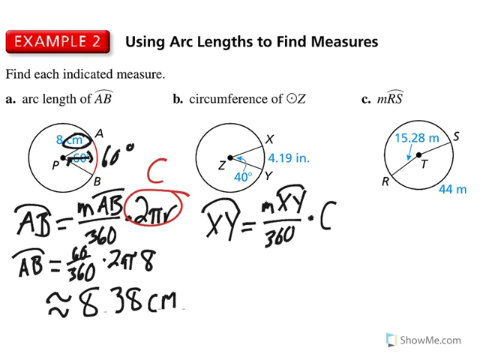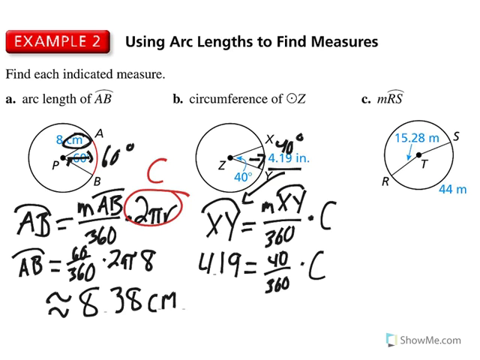So I'm going to start filling in my parts. And so here we have xy, right? We know the length is actually 4.19, so that's what I'm going to plug in here. So this is my 4.19. My measure of my arc, once again, I have a central angle, so I can put it on the outside as well. So this is 40 over 360, and then times c.